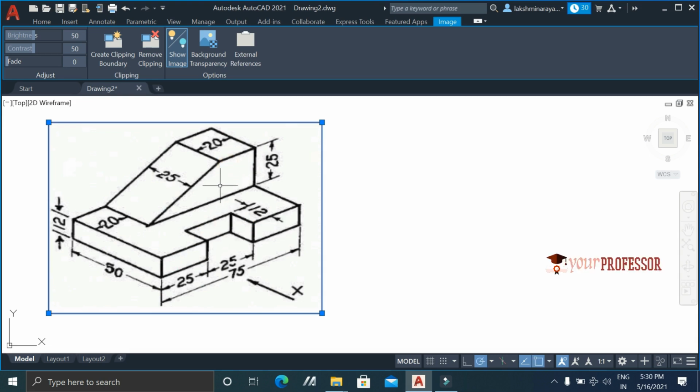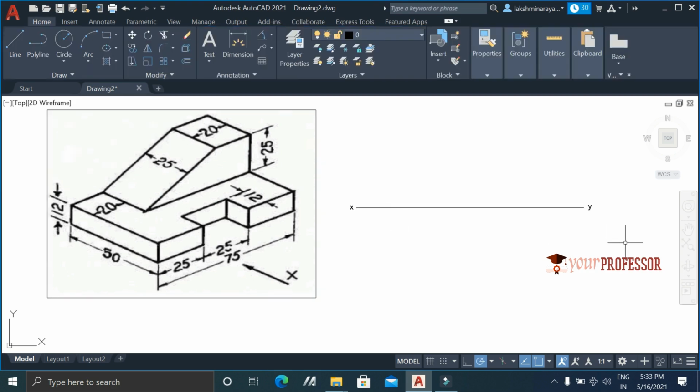First, let us start the front view. I have considered the reference line as xy. Now let us start with a point. I will start with this point. From this point, I will draw the base first. The base comprises these three rectangles: this rectangle, this rectangle, and this rectangle. And on top of that, we need to draw this profile.